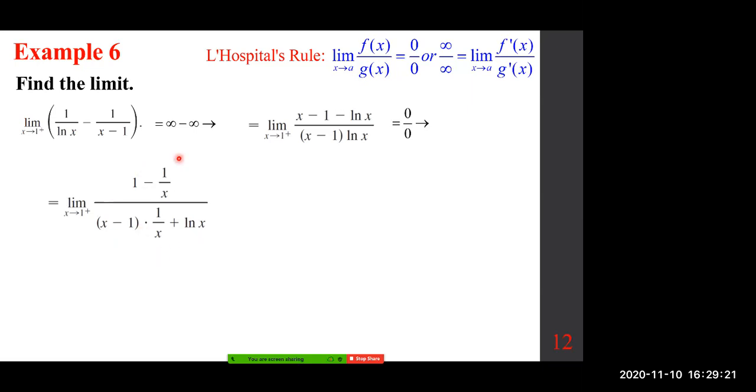Now, this is a complex fraction. If we multiply the top and the bottom by x, we see that we can get rid of this. The reason I say it's a complex fraction, you have a fraction here, you have a fraction here. So this gives you x minus 1, okay. Then this one goes away, becomes x minus 1, and this becomes ln x times x, or x ln x. I hope you're comfortable with complex fractions.